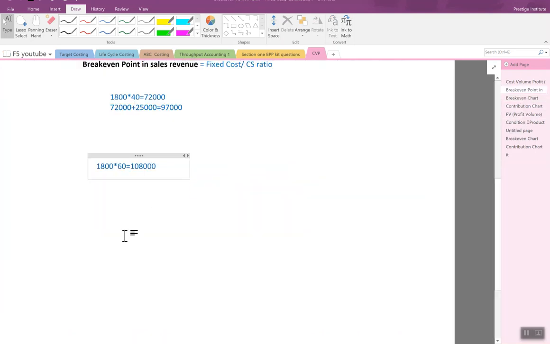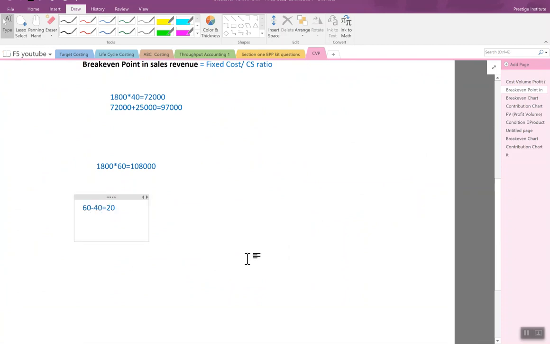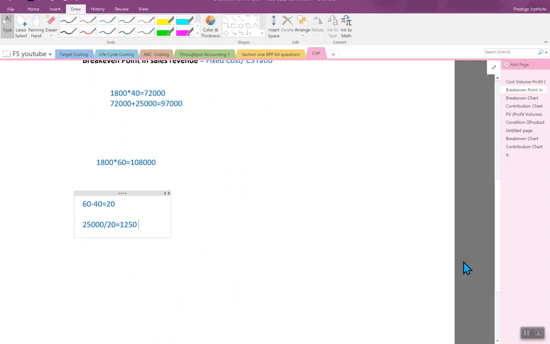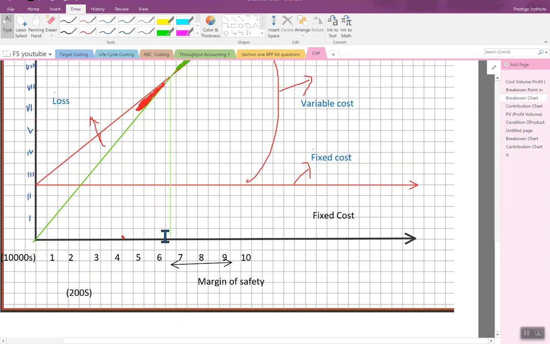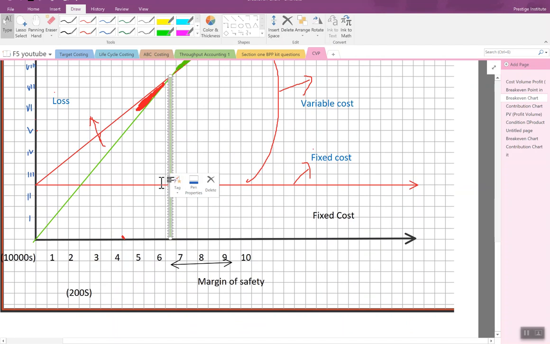If I find the break-even point for this question, it would be 60 minus 40 becomes 20, and then taking the fixed cost of 25,000 divided by 20, it gives me 1250 units. So you can see here we have 1200 units, and in the middle it would be about 1250, because here it will be 1100, so here it will be about 1250. So you can see that the break-even point is exactly at that unit. Remember, the break-even point is mentioned here in units. So this is our break-even point, and our budgeted sales is 1800 units.